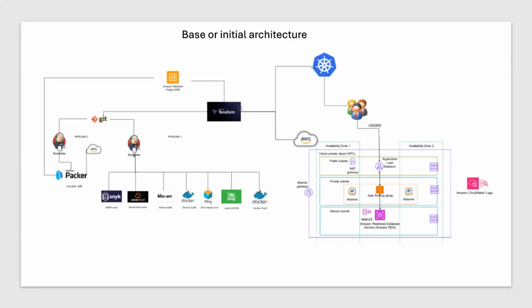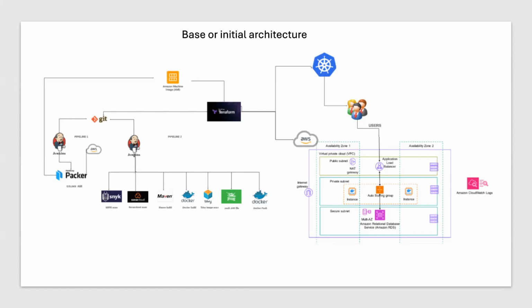Yes, as I said, we'll be having the base or initial architecture. You have all the pipelines: the first pipeline, the second pipeline. In this second pipeline, you can see Snyk and SonarCloud. These are security tools. You have Maven build, Docker images, JFrog. Again, this is the base or initial architecture, and an initial architecture may have many problems also.